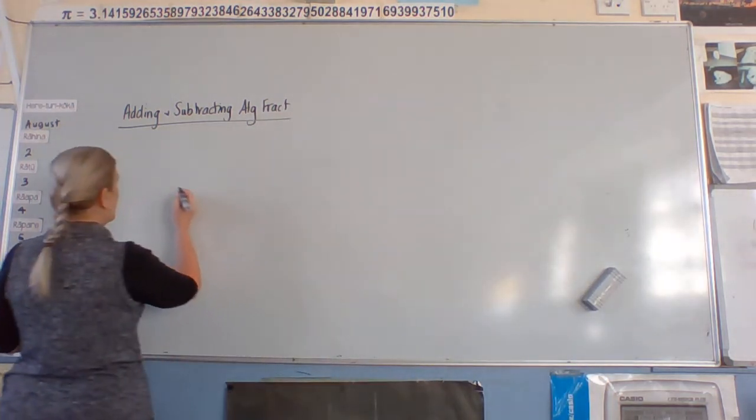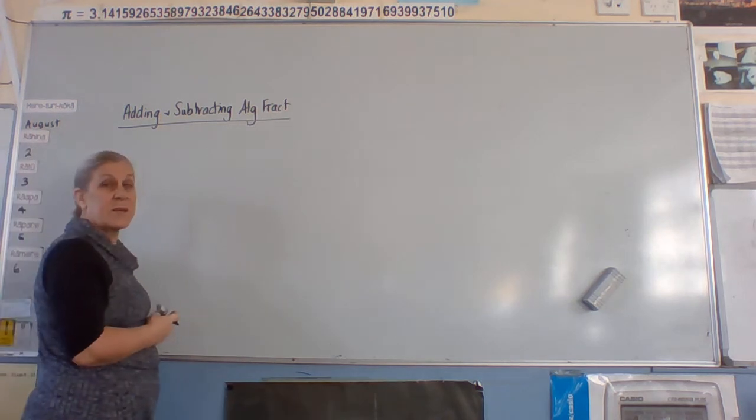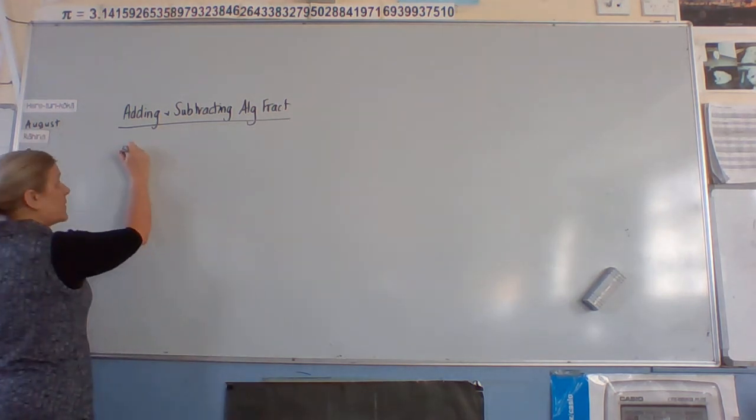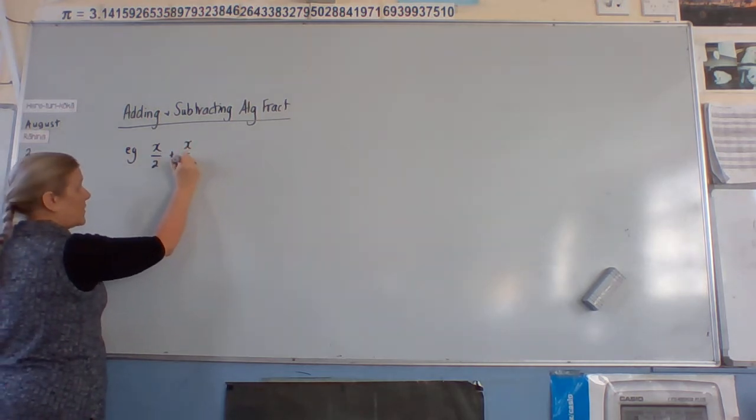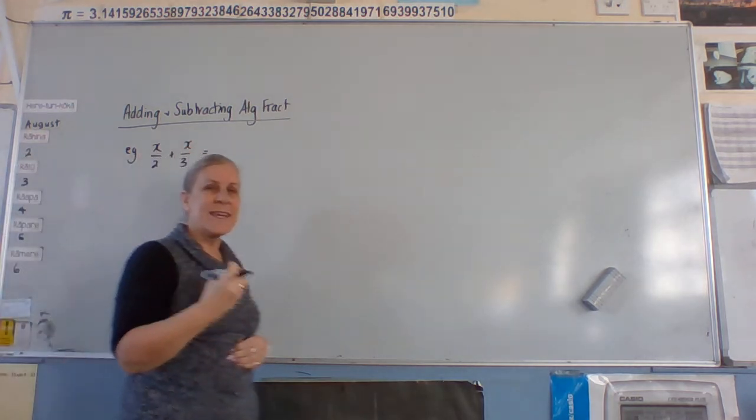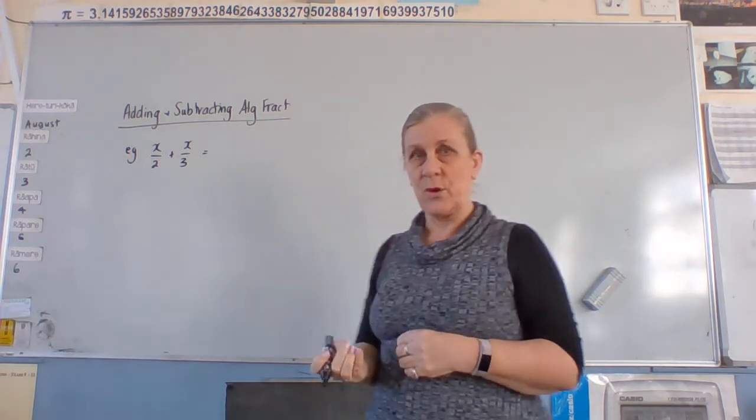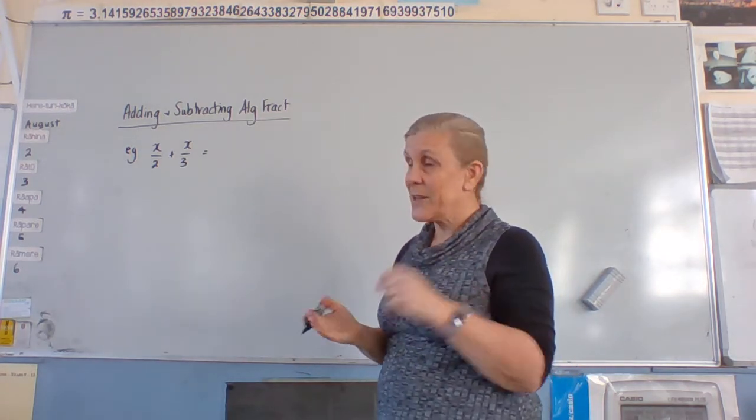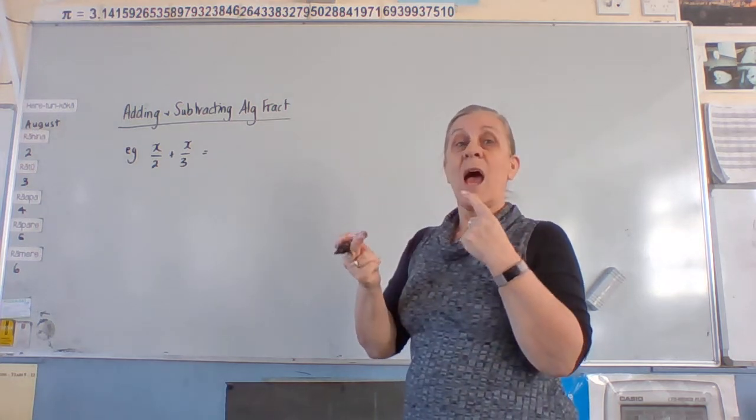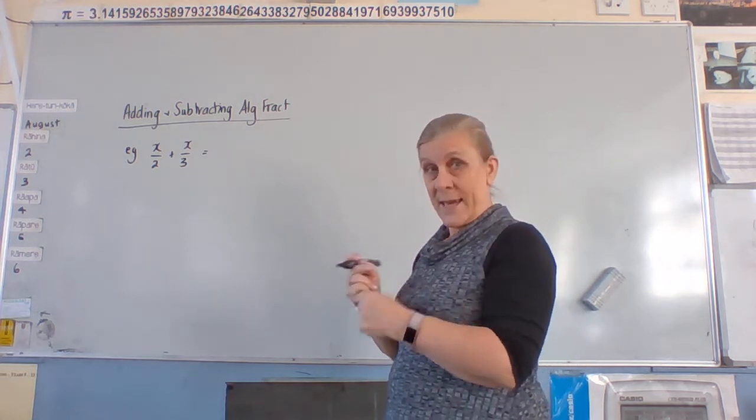So let's have a look. Let's say we've got algebraic fractions, which means that there's a letter in it. So if we've got a nice simple one like x over 2 plus x over 3. If we think of this as a half plus a third, we get halfway there. We can put a half plus a third in our calculator, but we don't have a calculator. So we have to know how to actually add fractions.